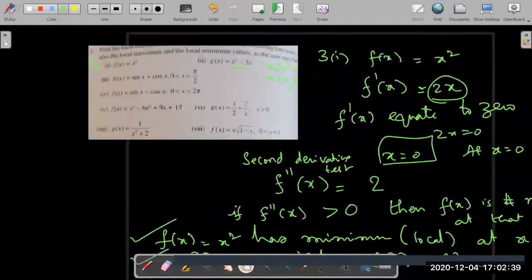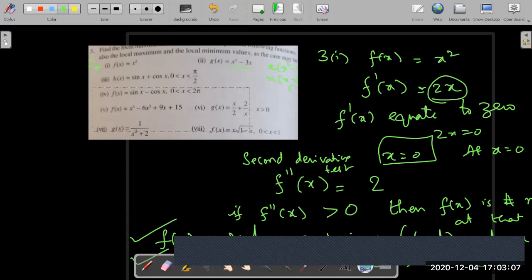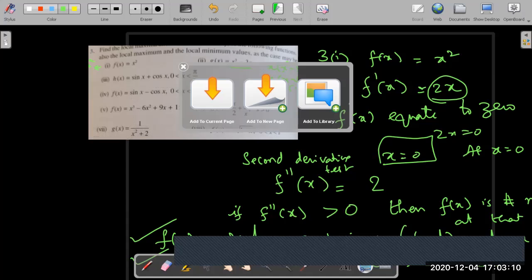Yes, sir. So fourth one is similar, but you have sin x minus cos x, and the interval is 0 to 2 pi. All these questions are just 2 or 3 marks only, not more than that. But you are highly likely to get such a question here. So I will cut these three off and put them in the next page.